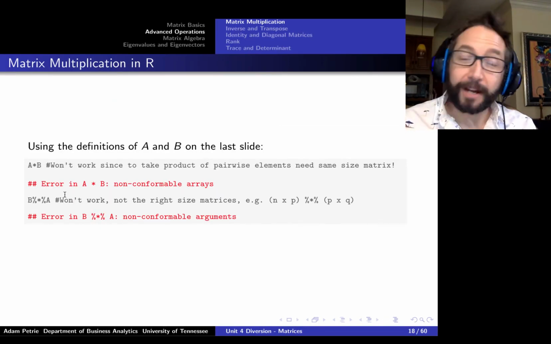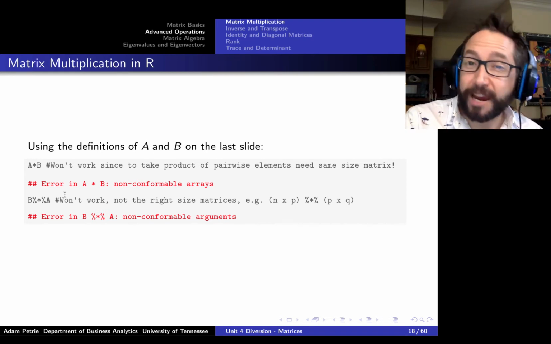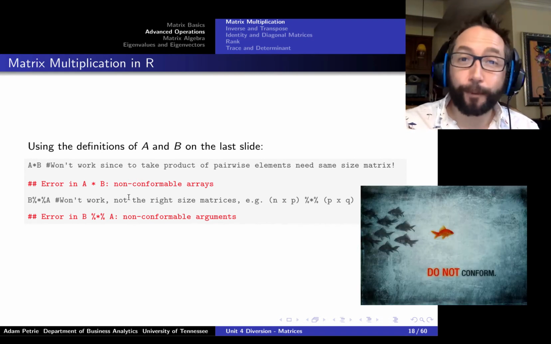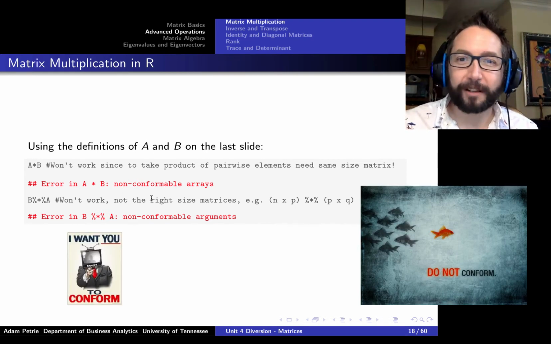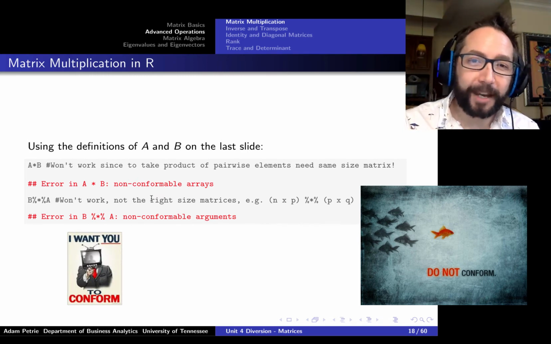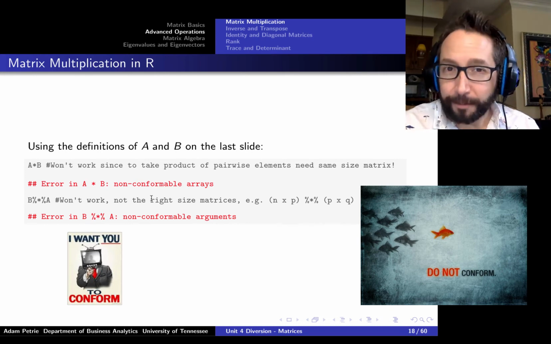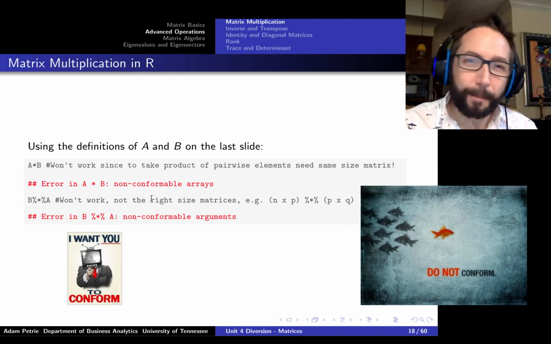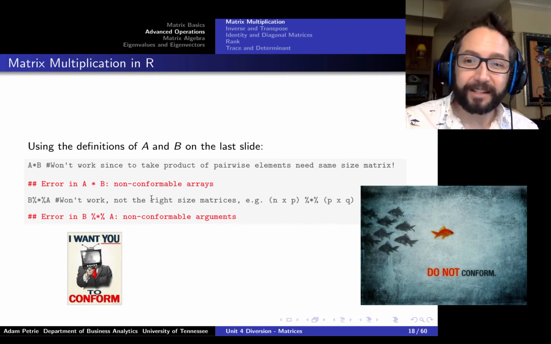Now, if you try to multiply two matrices of the wrong shapes, you're going to get that non-conformable arrays error. That's always just telling you that, hey, the shapes of your matrices aren't right. For matrix multiplication to work, the number of columns in that first matrix just needs to match up with the number of rows in that second matrix. Otherwise, you get this error.